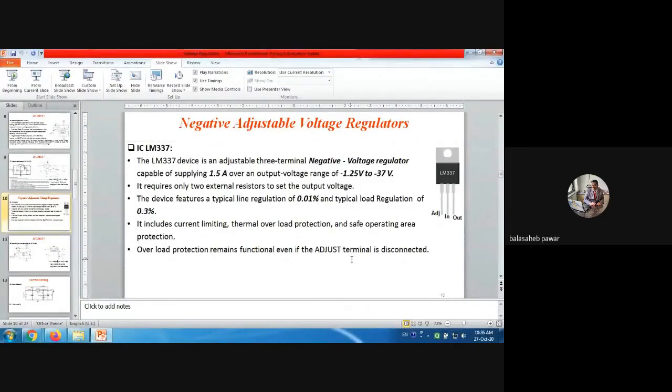One more difference you will observe: pin number 1 in case of LM317 and LM337 is the same, that is the adjustable pin. But in case of LM317, pin number 2 was the output and pin number 3 was the input. In case of this LM337, pin number 2 is the input and pin number 3 is the output.